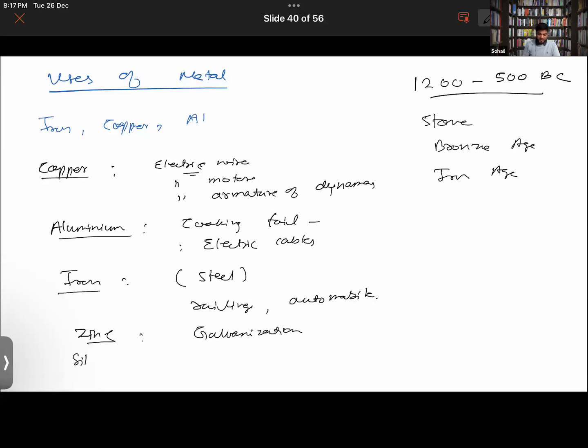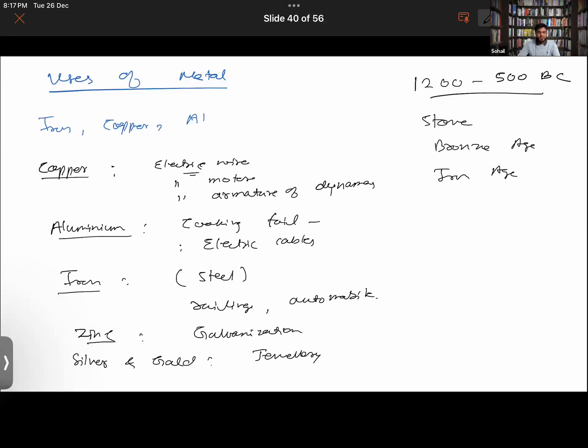Then you have silver and gold. These are ornamental metals used for making jewelry, right? Can we put an electric rod of copper on top of the building so that lightning won't hit the whole building?